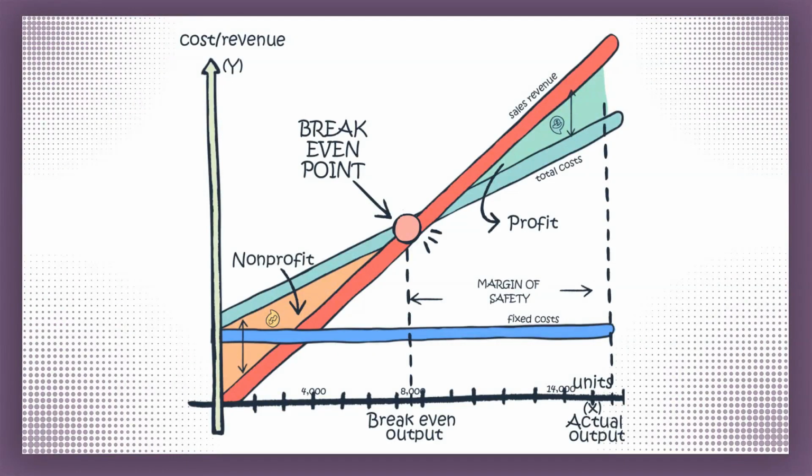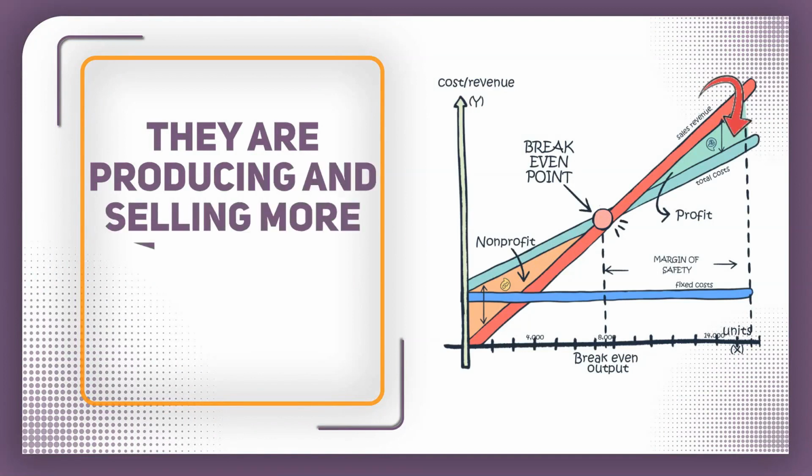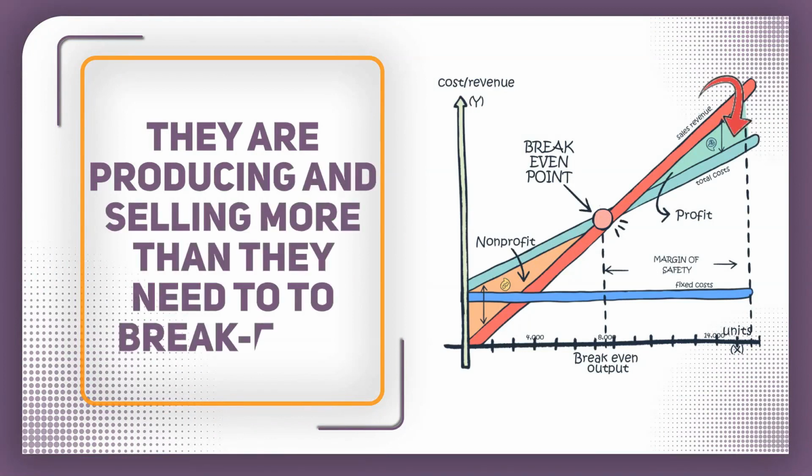Okay, so we can also use this important chart to work out the profit, or maybe the loss, at a particular level of output. In our example, the actual output is to the right of the break-even point. So that tells us that this business is profitable. Their actual output is above their break-even point. They are producing and selling more than they need to break even. And we can see that they have a margin of safety.